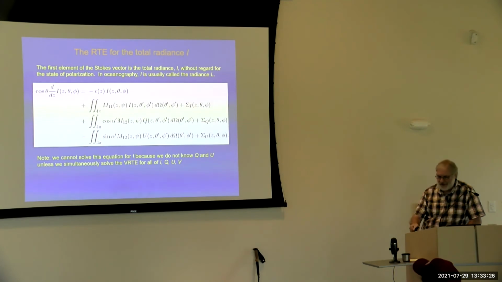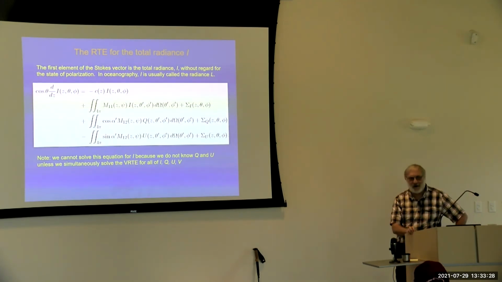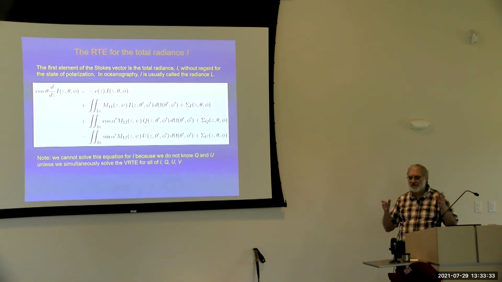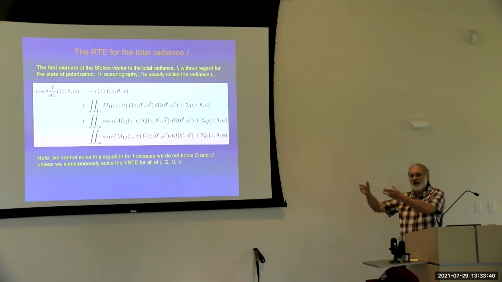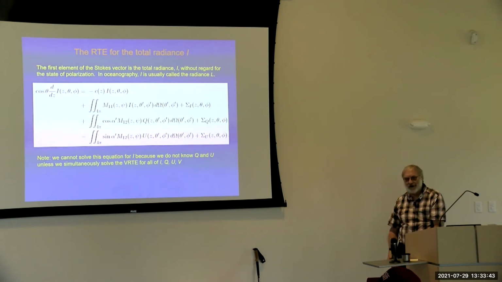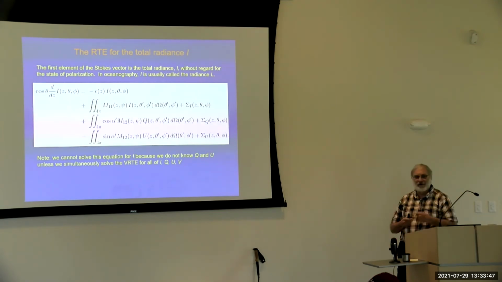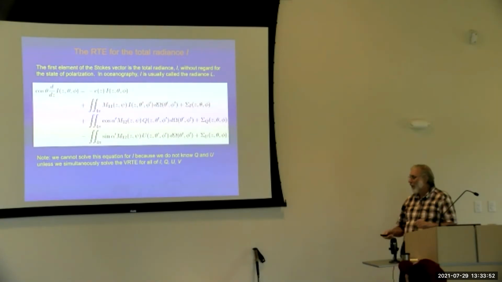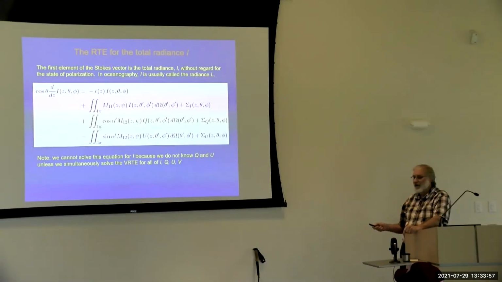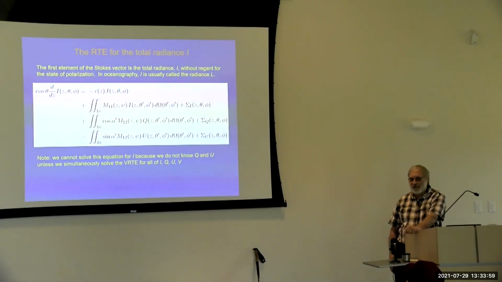So I'm kind of in a predicament that I don't want to solve the full polarized equation or the full vector equation. I just want the unpolarized part, but I can't get the unpolarized part unless I solve the full polarized or vector equation. So what do you do? Well, you either go back and work with the full Stokes vector business, or you say, I can't evaluate these terms. Let's just throw them out and hope for the best.